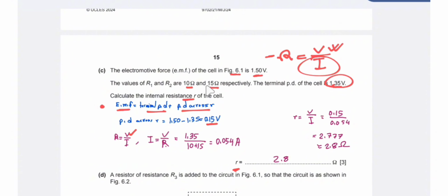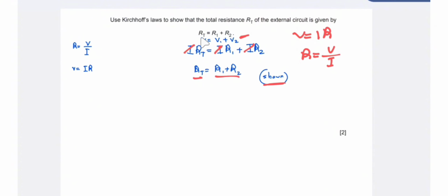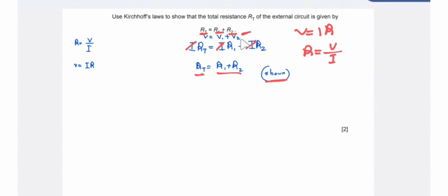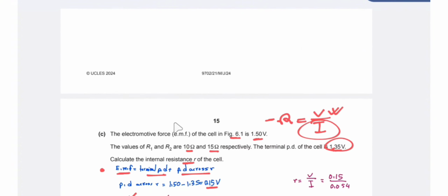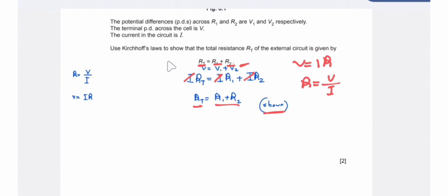So what is the value of current? We are given the values of R1 and R2, so by using them we can calculate the total resistance, because R total is equal to R1 plus R2. R total is equal to R1, that is 10, plus R2, that is 15. So the total resistance of the whole circuit is 25 ohm.